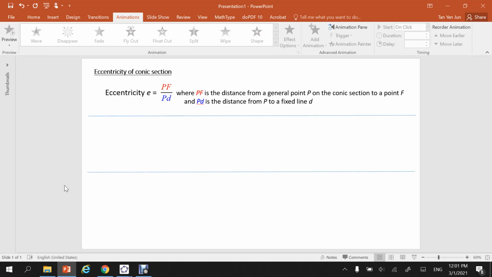You would have known that there are three main types of conic section: a parabola, an ellipse, as well as a hyperbola. Now, they all have their own geometrical properties. And you'll be wondering, why are these three types of conic section actually a family of curves? Because they seem so different.